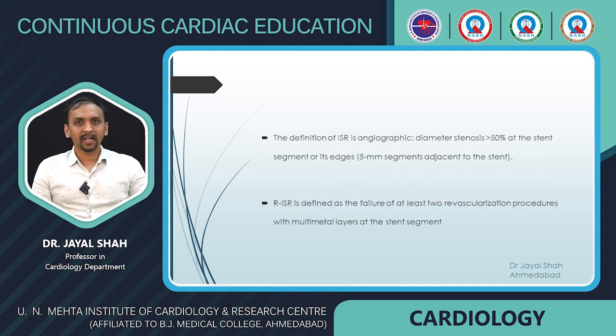By definition, ISR is an angiographic diameter stenosis of more than 50% at the stent segment or its edges, which is almost a 5 mm segment adjacent to the stent. Recurrent ISR is defined as a failure of at least 2 revascularization procedures with multi-metal layers at the stent segment.